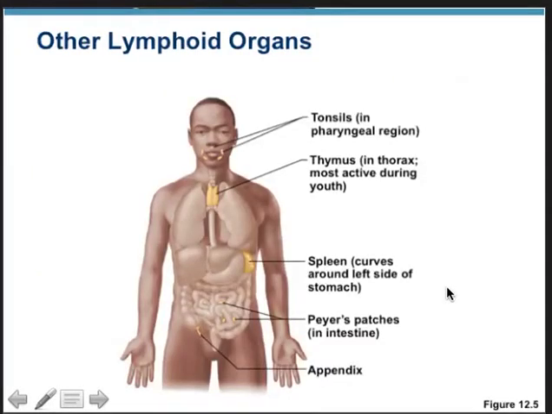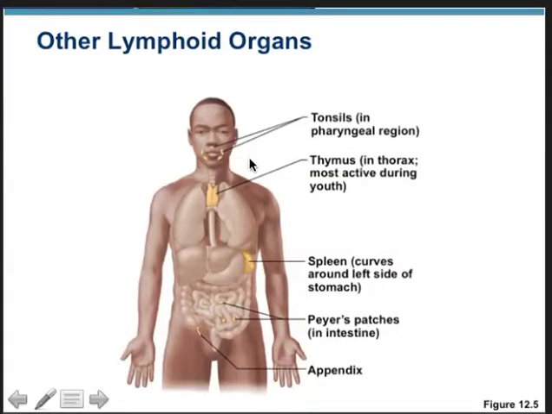Now, there are other lymphoid organs that we need to address in our discussion of our body's defenses, and these include the spleen, the thymus, the tonsils, and the Peyer's patches. And you can see in the diagram here the location of each. You've got a total of 5 tonsils up here near the pharynx, which is the common chamber that's shared by air, food, and water.